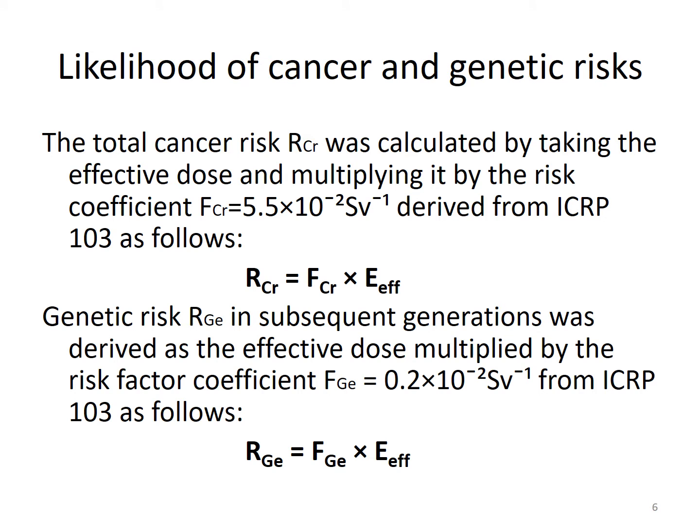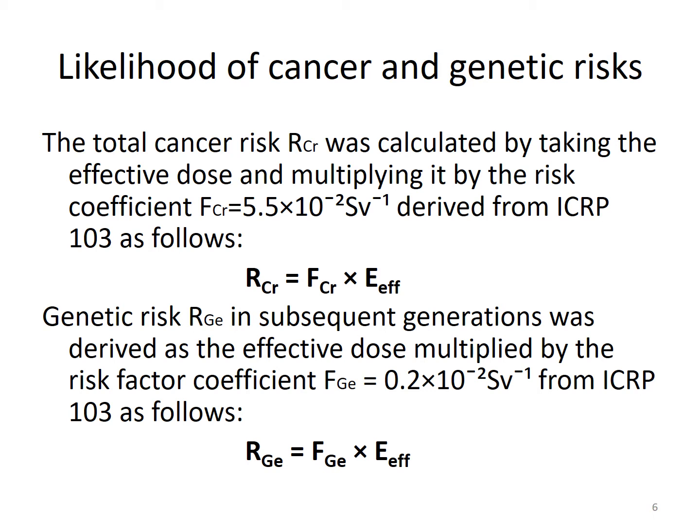To estimate the likelihood of cancer and genetic risks, there are some equations to be used. The total cancer risk was calculated by taking the effective dose and multiplying it by the risk coefficient, which is derived from the International Commission on Radiological Protection. This conversion coefficient risk is shown in this slide for cancer risk and also for genetic risk.